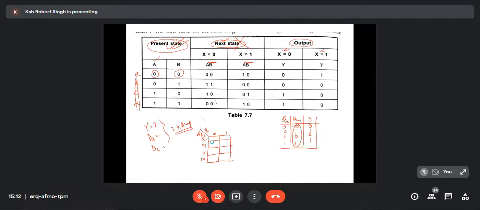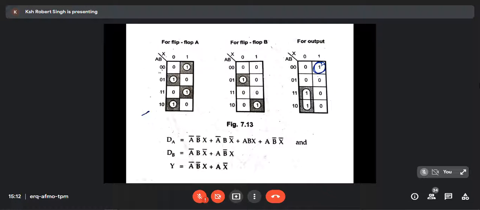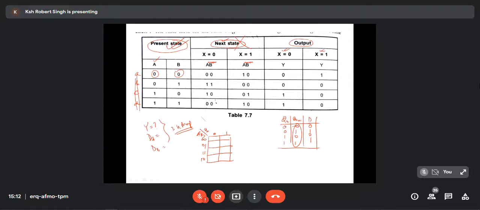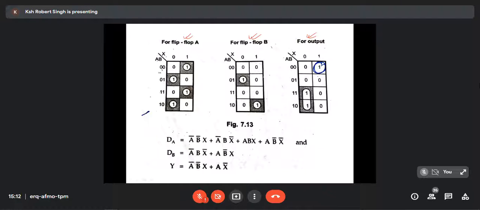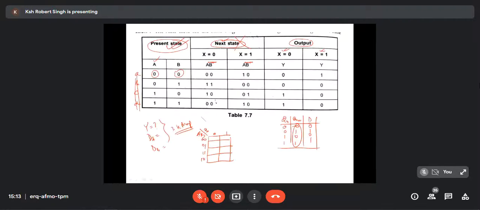So now we'll see. Now this is for flip-flop number A, bit A. Flip-flop number B, bit B. And for the output, as I said, you need 3 expressions. Y, DA, DB. Let's say AB, yeah, they are putting AB and they are putting X. And they have to find DA, DB, and Y they are telling. So now how to fill up these things? You have to see what is that.